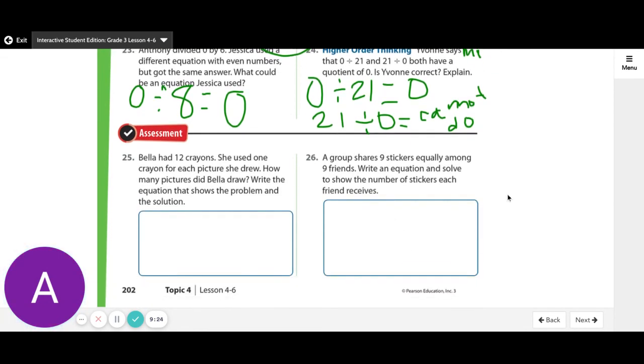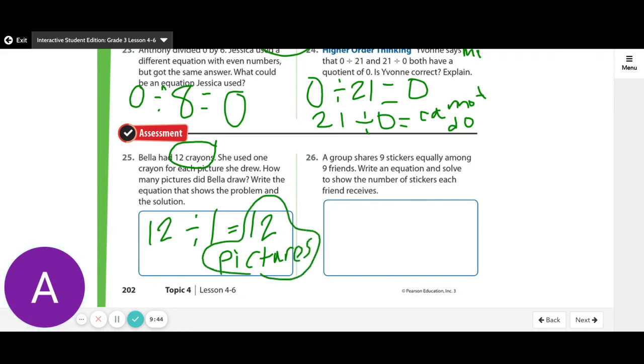2 more. 25. Bella has 12 crayons. She used 1 crayon for each picture she drew. How many pictures did Bella draw? Write the equation that shows the problem and the solution. So 12 crayons divided by 1 crayon per picture. So she could do 12 pictures.